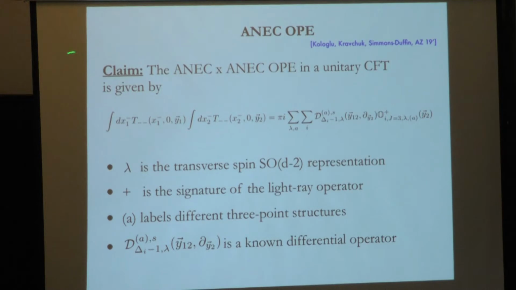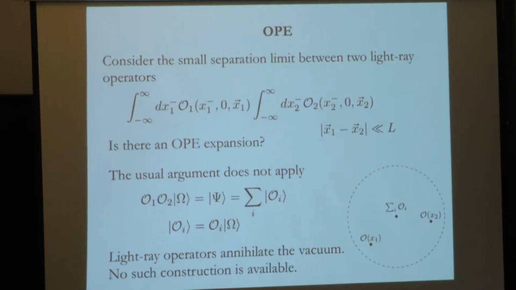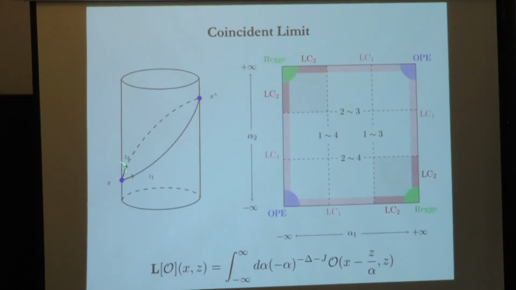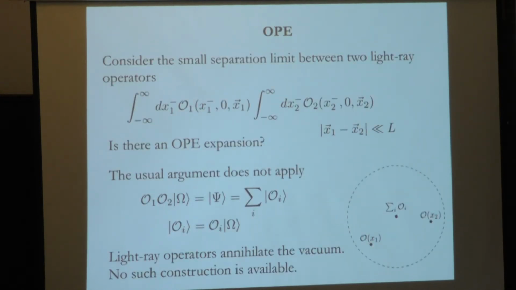So what is the claim? This can be stated for any light ray operator. I will just choose ANEC because it's the most famous light ray operator in QFT. If you take two light ray operators, in the conformal world, putting two operators on top of each other is the same, in a different frame, as putting them in the same null plane, so x plus coordinate 0.